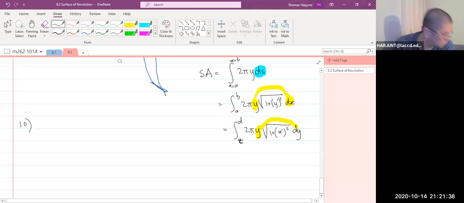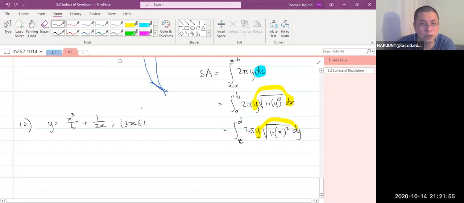Number 10. Y equals x cubed over 6 plus 1 over 2x, where x is between 1/2 and 1. Again, you revolve this around the x-axis. What you need on your scratch paper is the surface area equals the integral from 1/2 to 1 of 2 pi y ds.